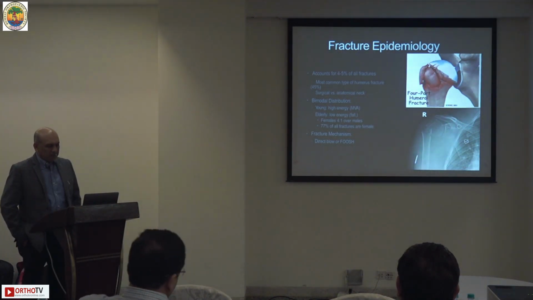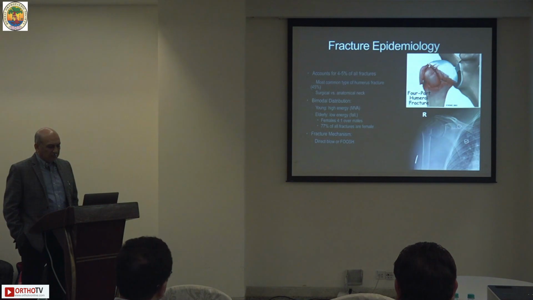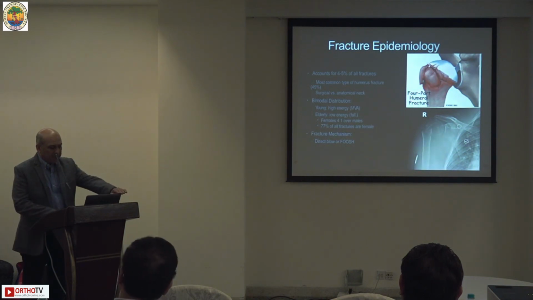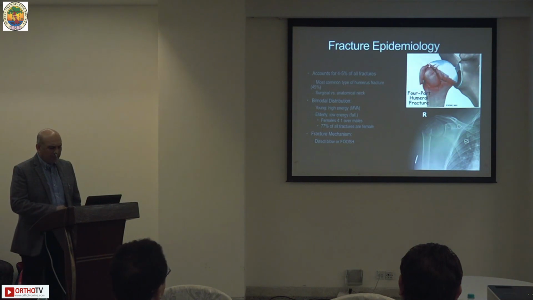So it's quite a common type of fracture, accounting for 4 to 5% of all fractures, proximal humeral fractures. In young people, it is a high energy fracture. However, in the elderly, it can be a low energy fracture as well. The fracture mechanism is commonly a fall on an outstretched hand.